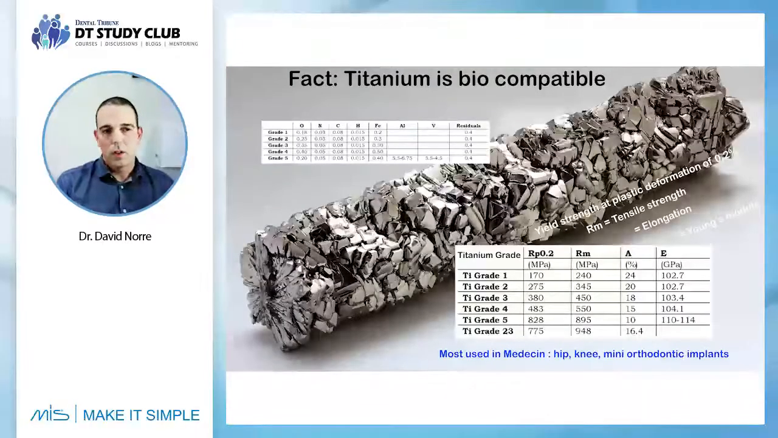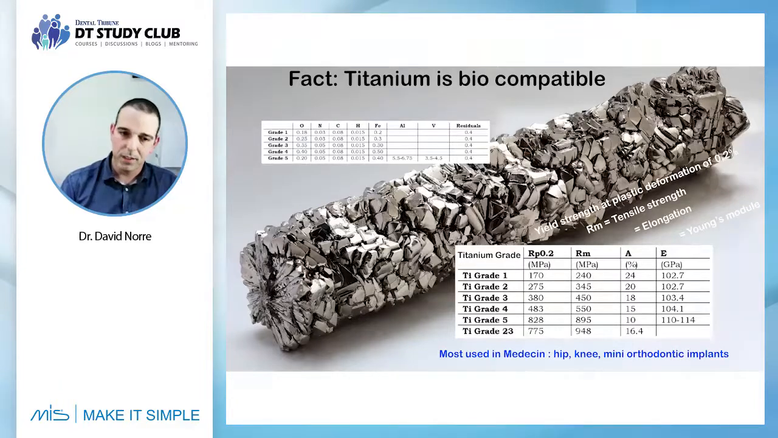We all know different companies use titanium grade 1, 2, 3, 4 in the past; grade 5 and 23 are now more and more common. So it's really important, like you see in these graphics, that titanium grade 23 is almost twice as strong as titanium grade 4. So if you need a platform shift implant, think about having an implant with a very strong and good titanium grade. In fact, the most implants used in medicine, in hip, knee, mini orthodontic implants, are titanium grade 3 or titanium grade 5.